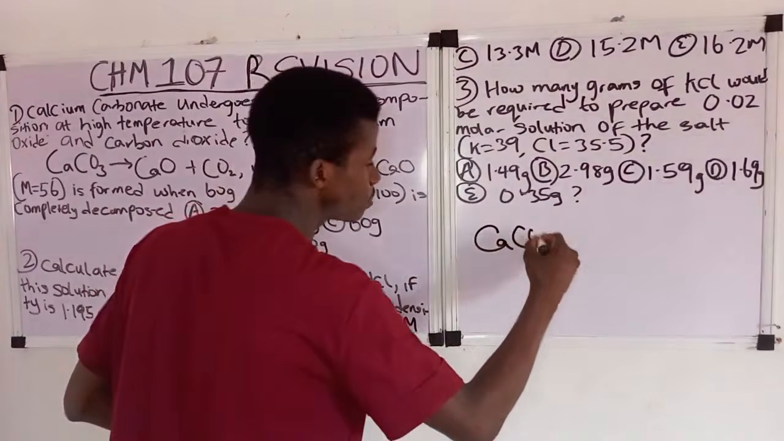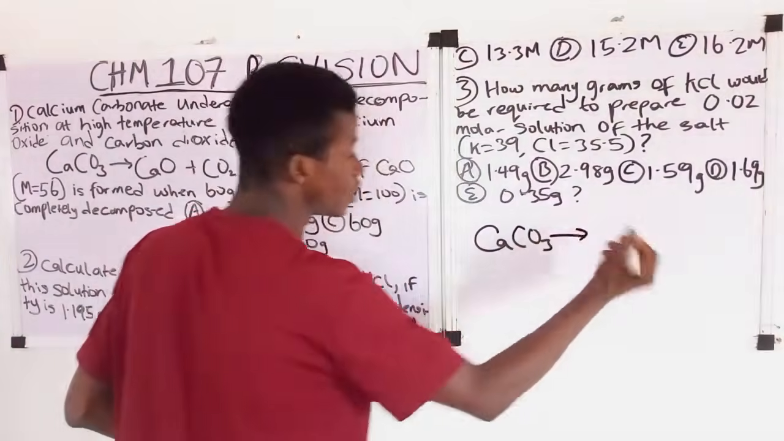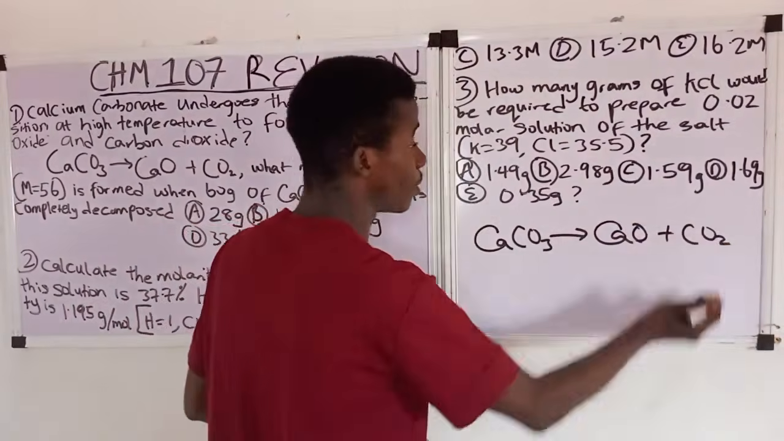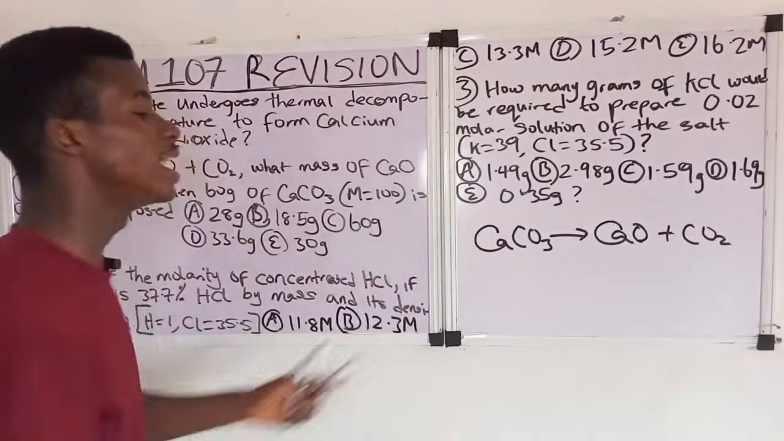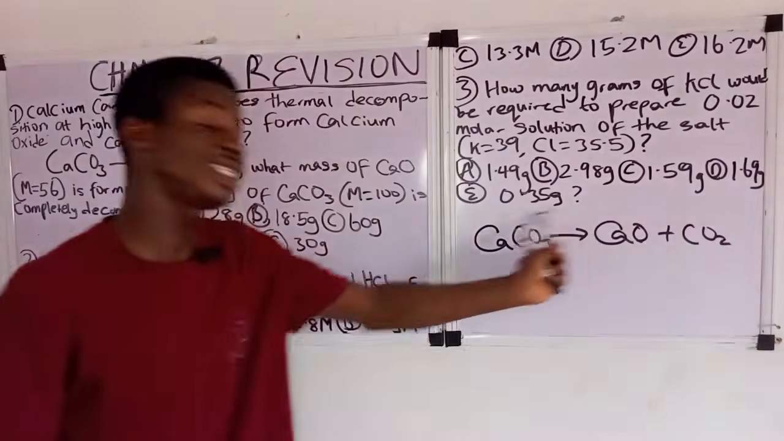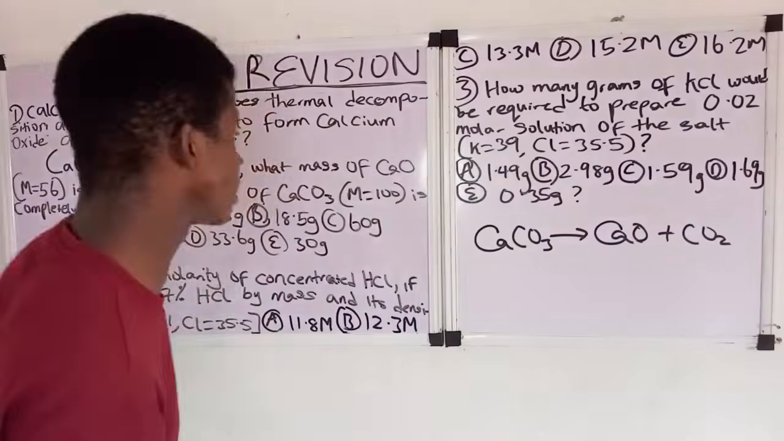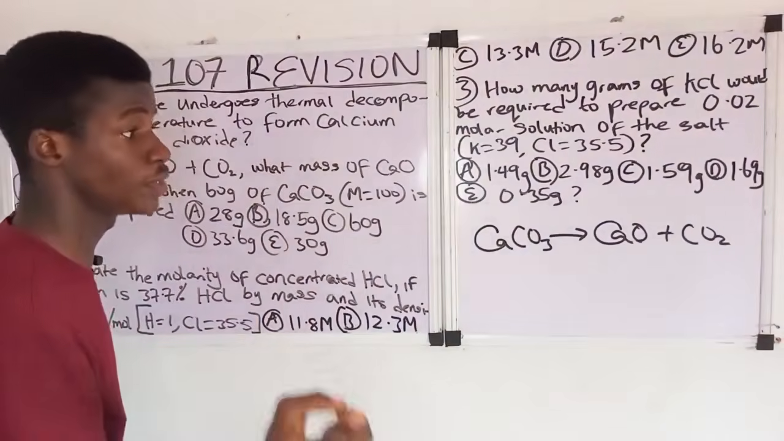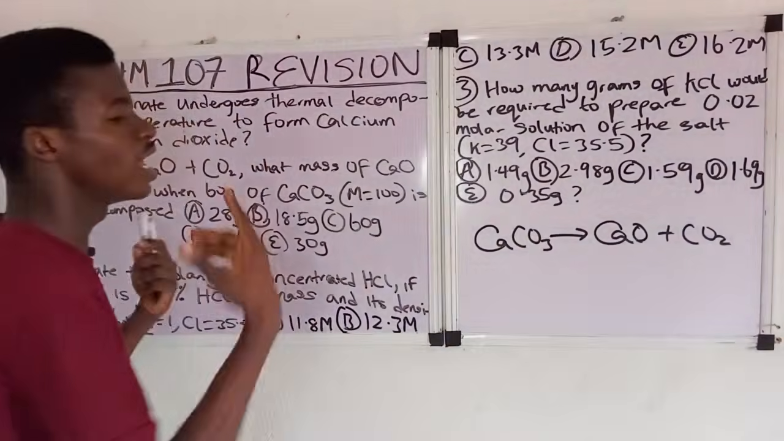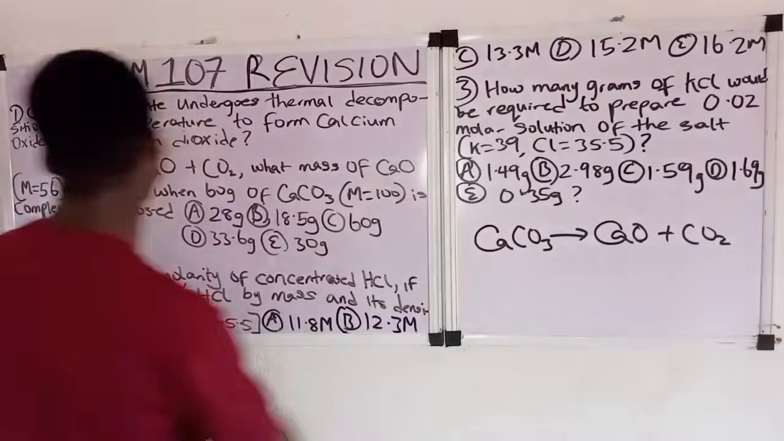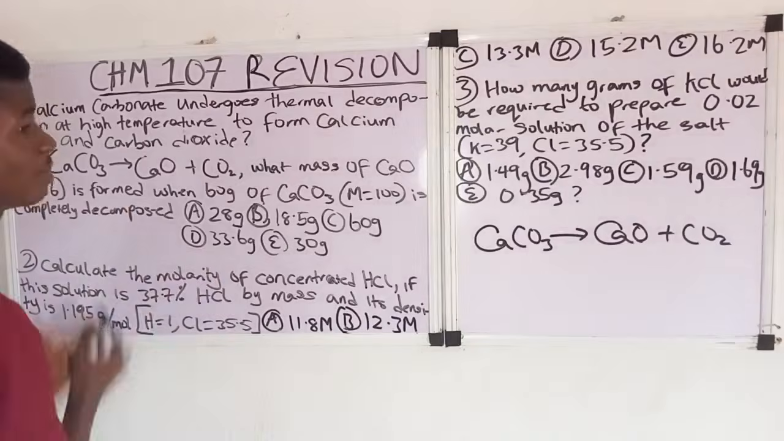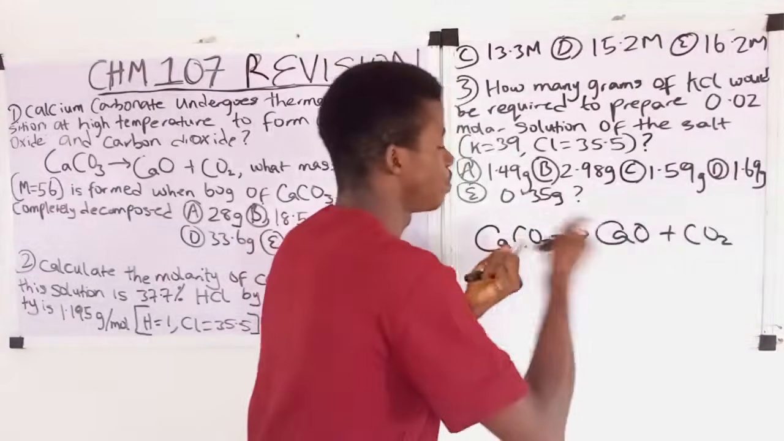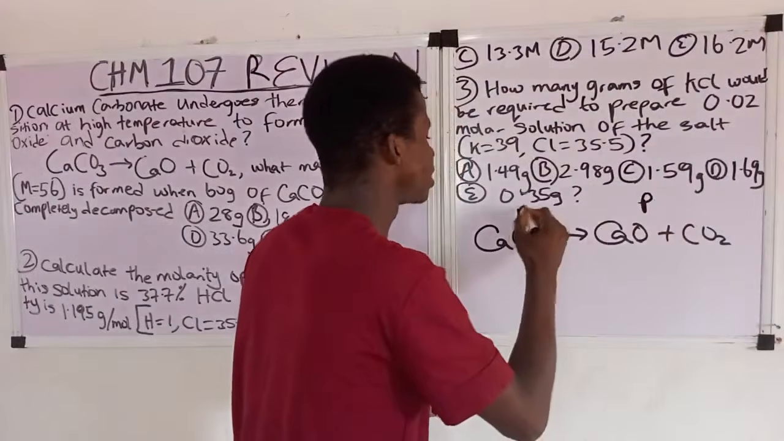Now remember, calcium carbonate decomposes when heated into what? Into calcium oxide plus carbon dioxide, right? If you look at this equation, it is balanced. I told you I'll be using two methods. The first method I'll be using is mole to mole relationship. Remember, this is the reactant, while this is the product.